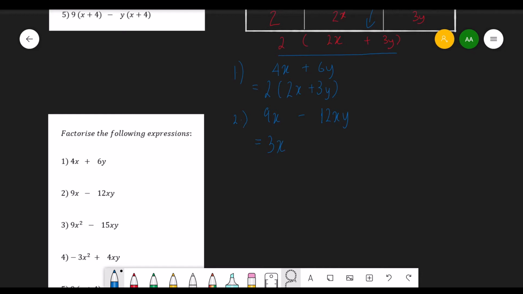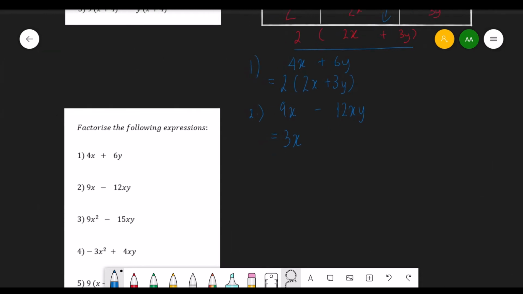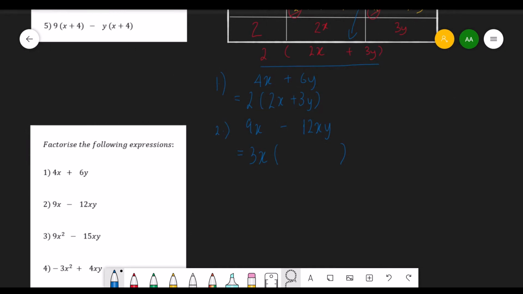Since there are no more common factors, I will draw my brackets. After I take out 3 from 9, I'm left with 3. After I take out that x from 9x, there's no more x. This is a minus, so I put a minus here. I take out 3 from 12, I'm left with 4. I take out x, so there's no more x here, I'm left with y. So this is my answer, 3x(3 minus 4y). This is example number 2. Let's look at number 3.